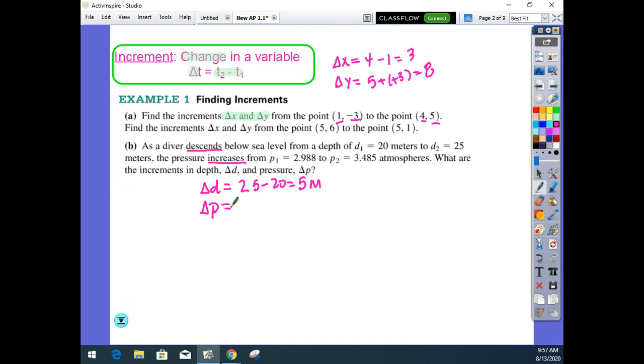Change in P are 3.485 minus 2.988 to get 0.497 atmospheres.